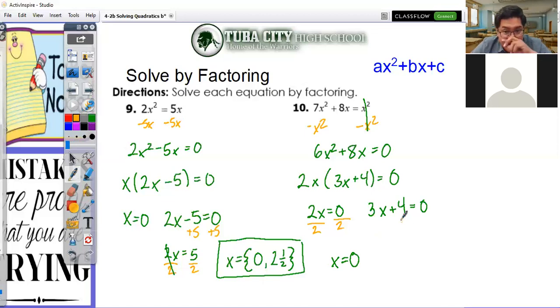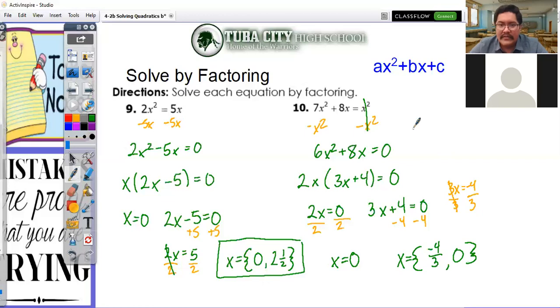And then over here, I'm kind of running out of space. So I'm going to have to minus 4 from both sides. And then I get 3x equals negative 4, and then divide both sides by 3. So in this case here, I have x is equal to negative 4/3. And again, this is just some basic algebra stuff. So x equals negative 4/3. And that would be 0. So there we go. Again, put them in numerical order, so least to greatest.